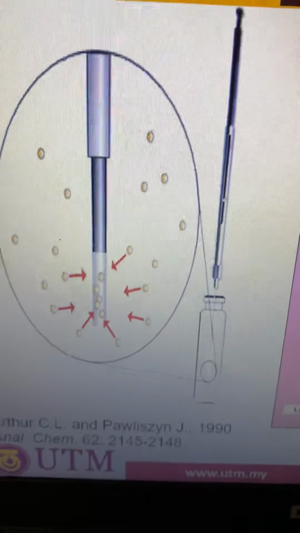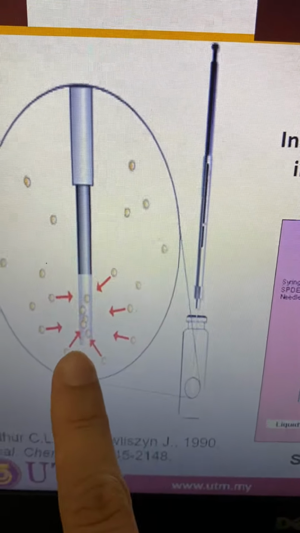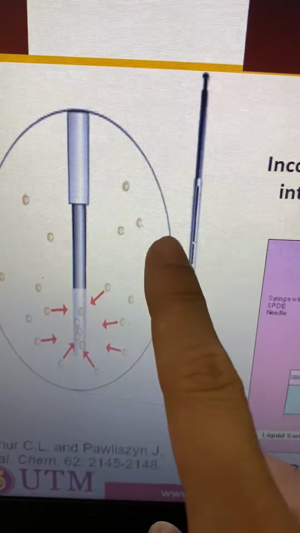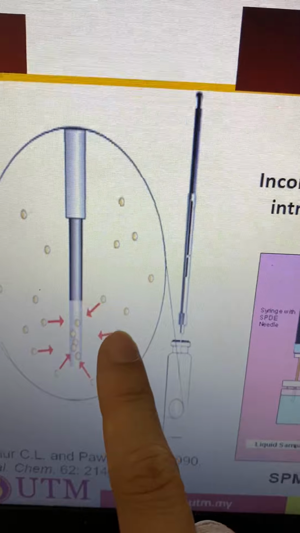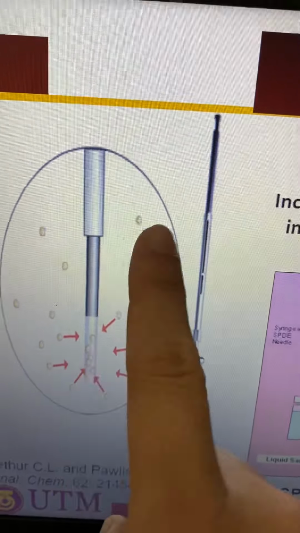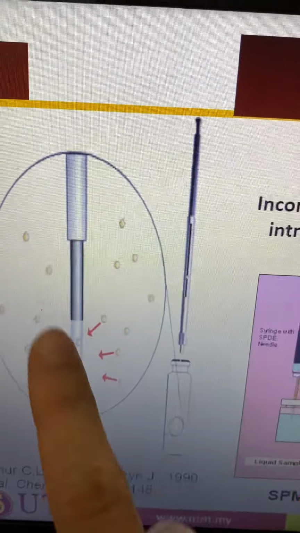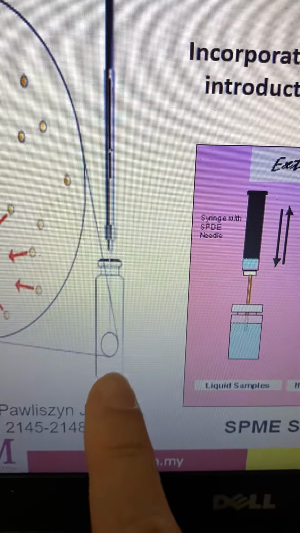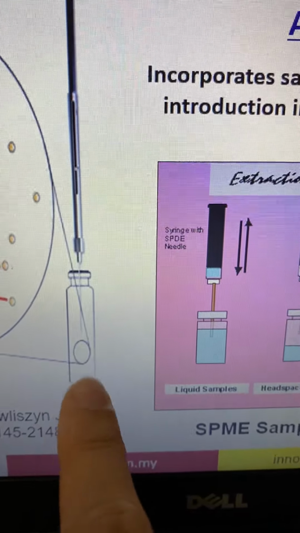Why can they absorb themselves? Because the fiber over here is actually a non-polar coating. So if these compounds are non-polar, they will absorb and also enrich themselves. So this is in headspace. Everything is in gas phase here, basically before reaching any solution.